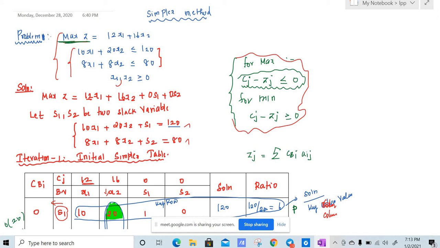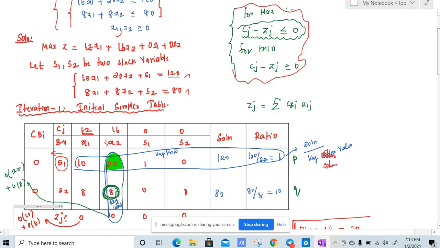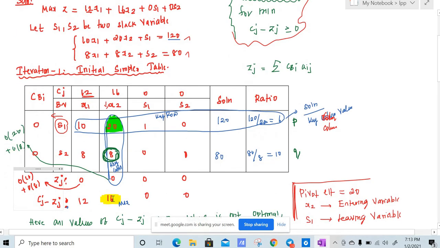We need to choose the most negative value if our objective function is minimum, but here it is maximum. Therefore we need to choose the maximum value in Cj minus Zj, which turns out to be 16 here. So 16 is maximum, and this column is called the key column.